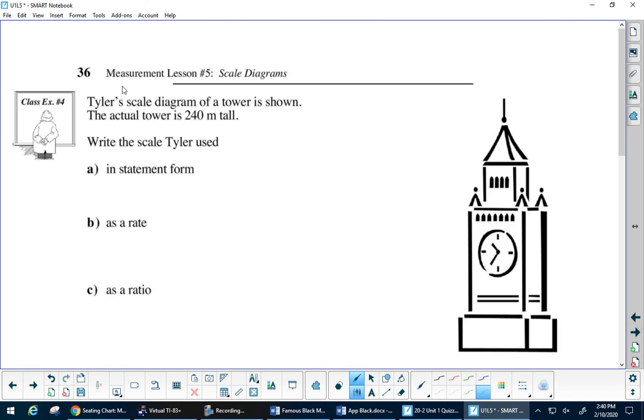Now, Tyler's scale diagram of a tower is shown. The actual tower is 240 meters tall. So this is the actual. What would be the scale that we use to draw this? How would I go about that even?